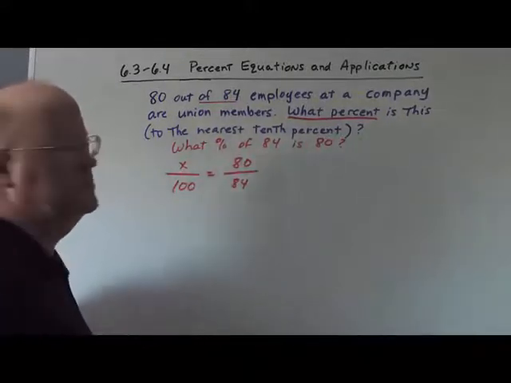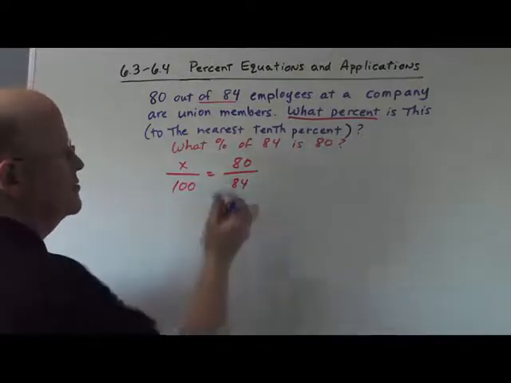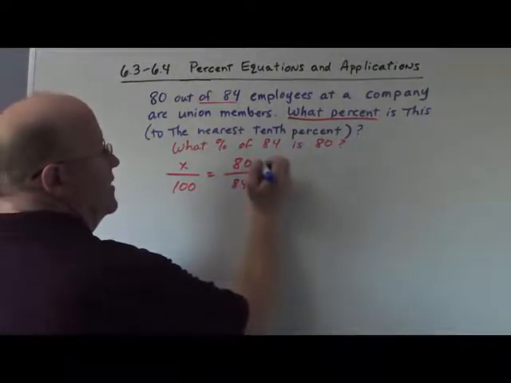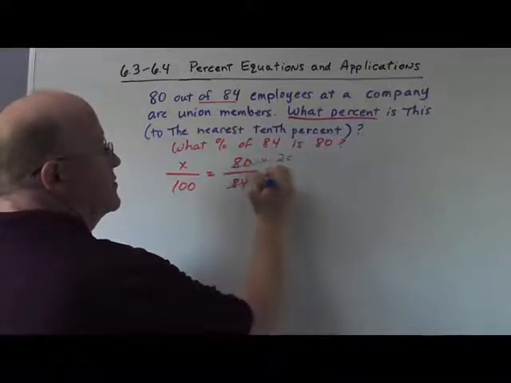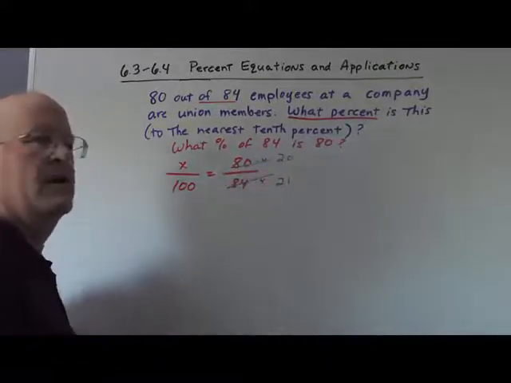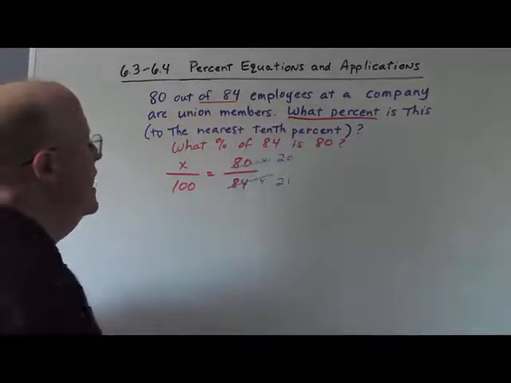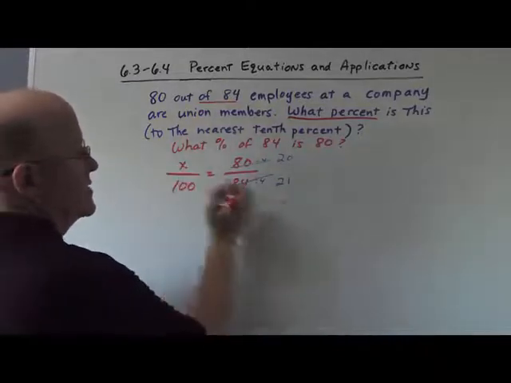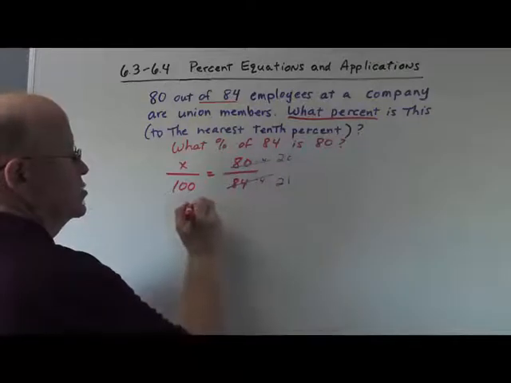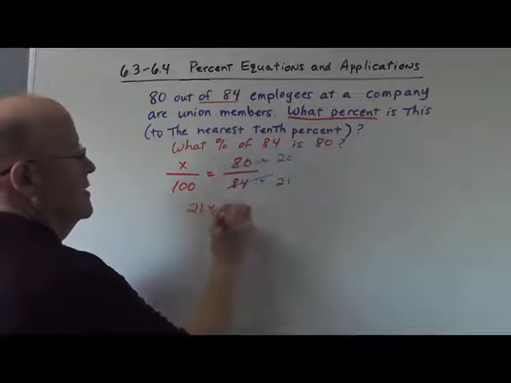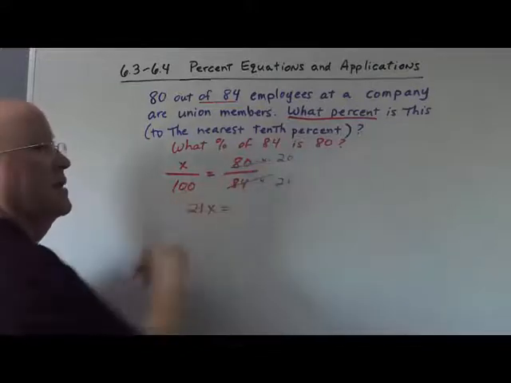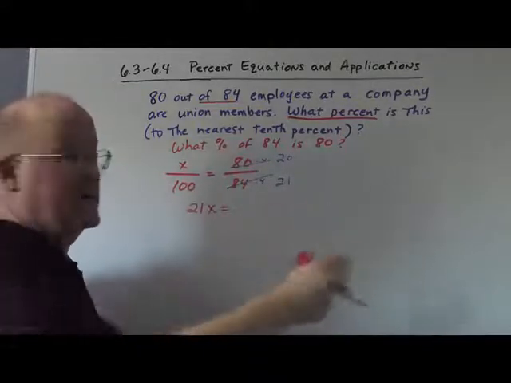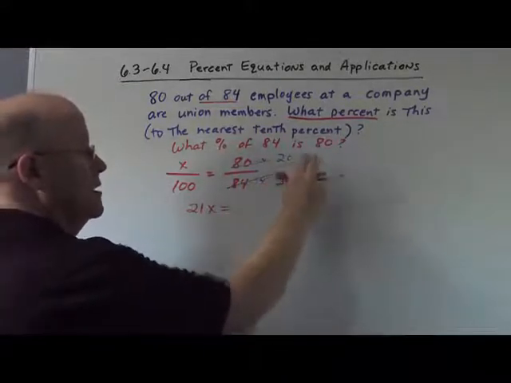I'm not ready to cross multiply yet. I would like to reduce this second fraction by dividing by 4 over 4. Let's make that 20 over 21, and that will make our numbers easier. Now let's cross multiply. The diagonal with the x in it is 21 times x. The other diagonal is 100 times 20. It's always nice to multiply by 100 because we can just tack these two zeros on and go 20 and 100.